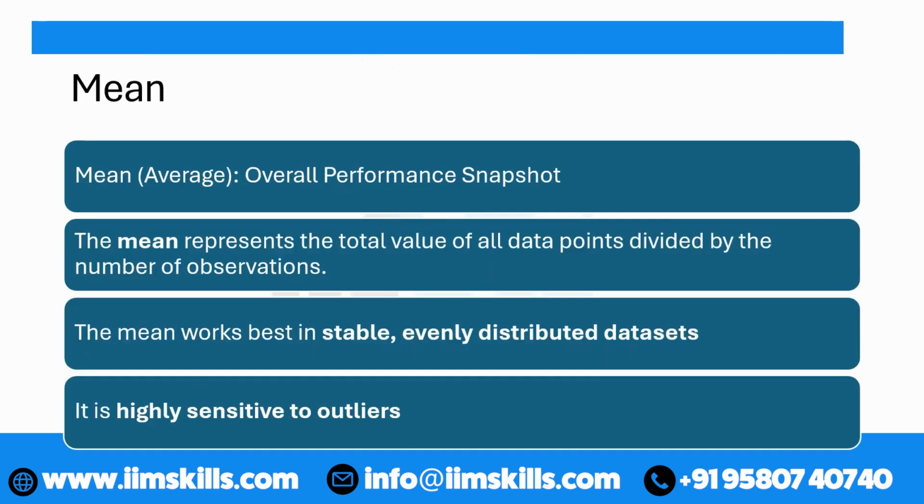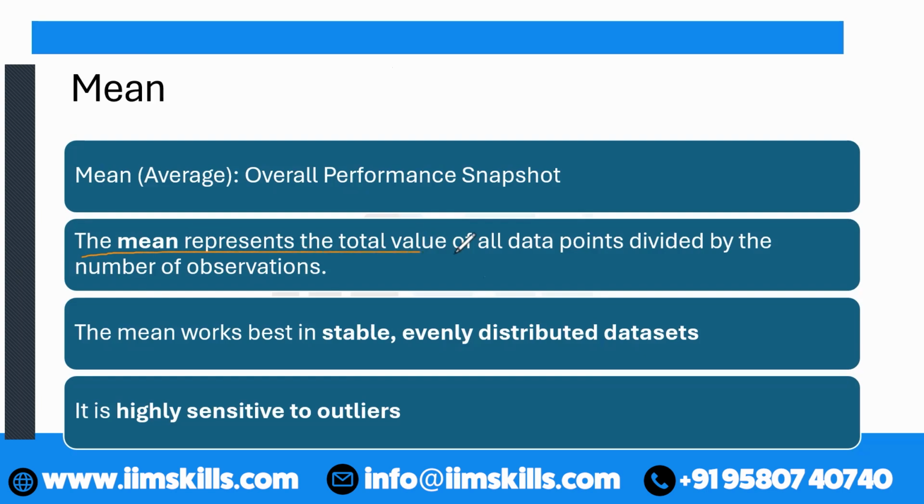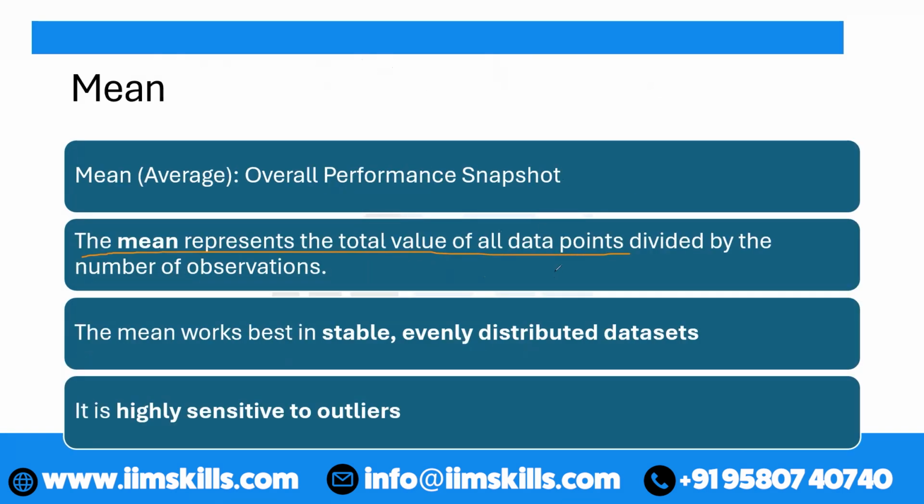So what is mean? Mean is a very simple one, like we learned in our school days. It is the total value of all the points: you add all the data points and divide by the number of observations. Let's say 2, 4, and 6. You add all the points, 12, divided by 3, and you get the average. So this is your mean. Simple mean, and it works best when the data is evenly distributed.